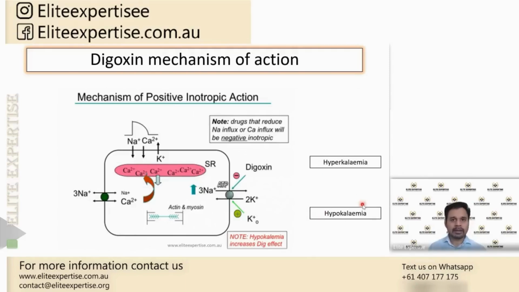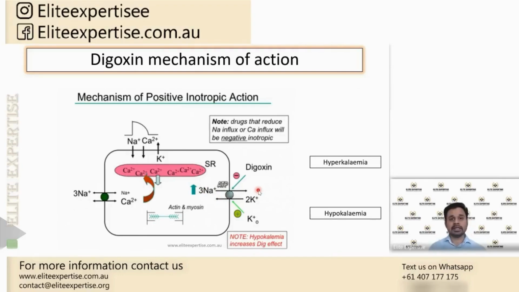So what happens exactly here is, digoxin and potassium both compete to bind with the sodium-potassium ATPase pump. If digoxin levels are higher, if digoxin is stronger, then digoxin will bind with this pump and block the sodium-potassium ATPase pump. It means the digoxin will prevent the efflux of the sodium ions.